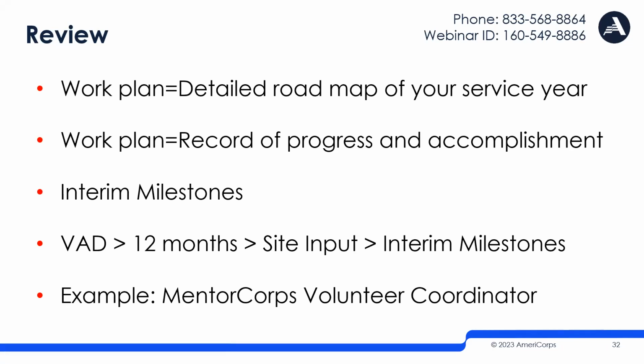We've talked a little bit about milestones and interim milestones within the context of your VAD and your work plan. We've talked about the 4 phases, right, of starting with your VAD, mapping out your 12 months, getting your sites input, and then breaking it all down into your milestones. And then we've looked at an example, the AmeriCorps example, and then the quick fundraising activity as well.